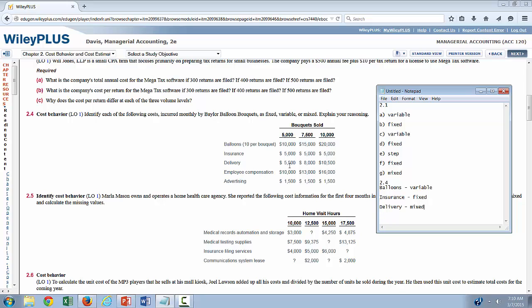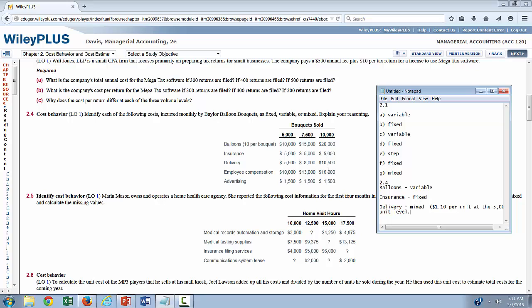Another way to do this, if it's not as obvious as it is in this case, is we can calculate a unit cost. Let's do that here, just so that if you run into another problem where it's not as obvious, we're going to calculate the unit cost. So the unit cost for delivery at 5,000 units is going to be 5,500 divided by 5,000, or $1.10. So delivery is $1.10 per unit at the 5,000 unit level.